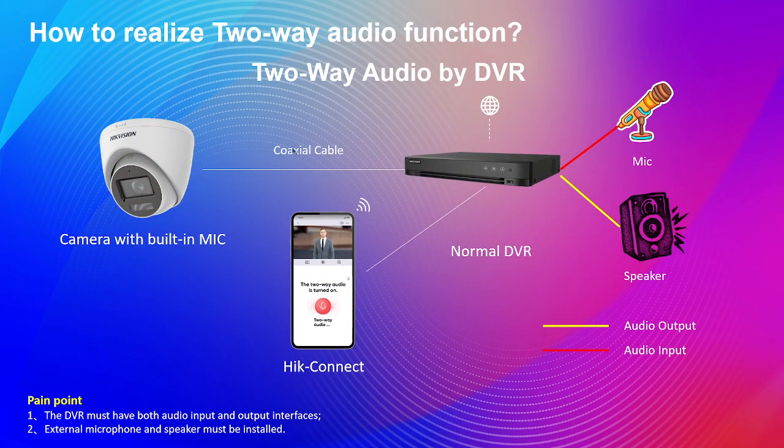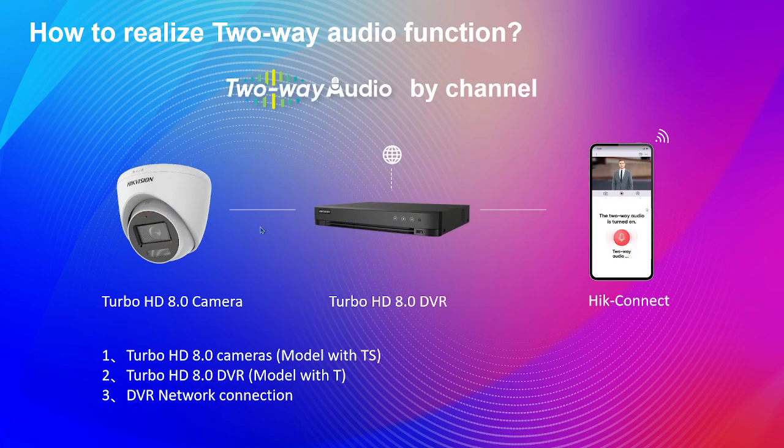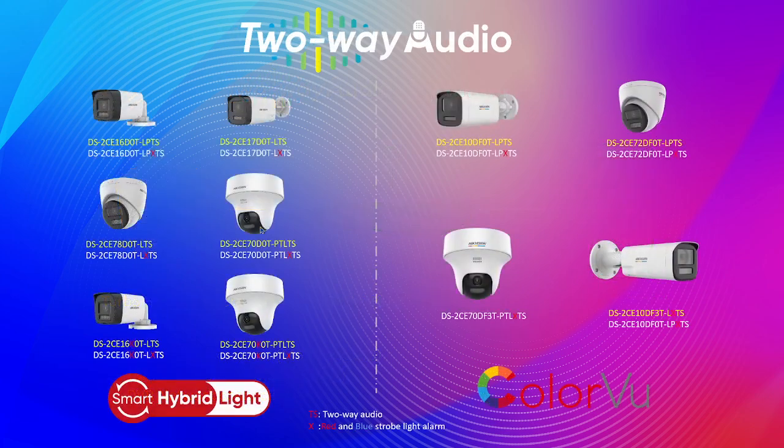Then how do we realize the two-way audio function? From the DVR, we add the DVR to HIK Connect, and from HIK Connect, I can project my audio, say, you are being monitored, and whatever you want to achieve. We can do broadcasting of audio by machine or by channel. So you filter that with the solution. But again, you have to pay keen attention to the models that actually support this. We have the X with red and blue light, and then TS with two-way audio. So you have to pay attention to that.